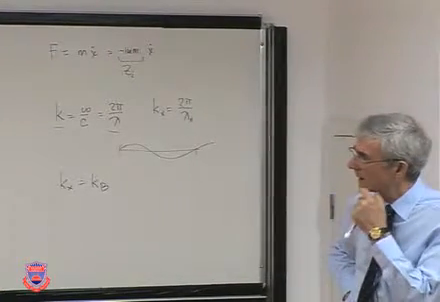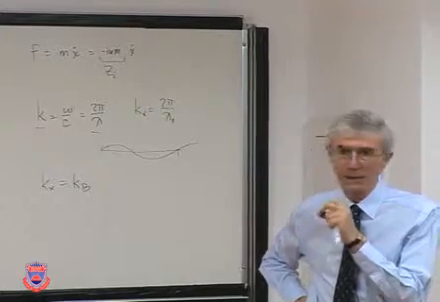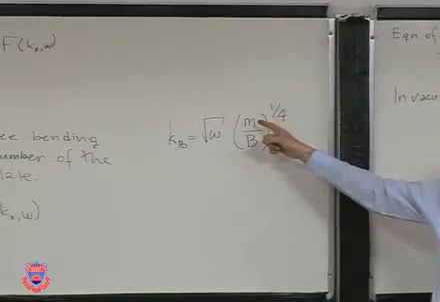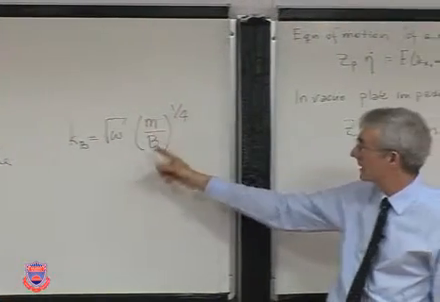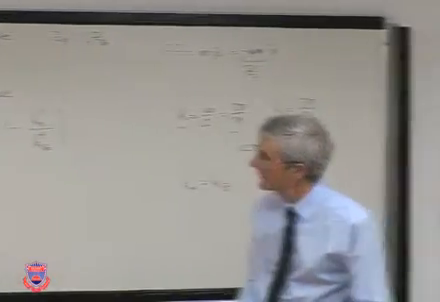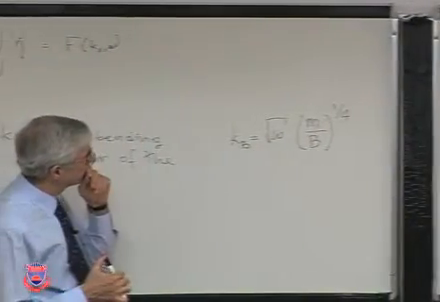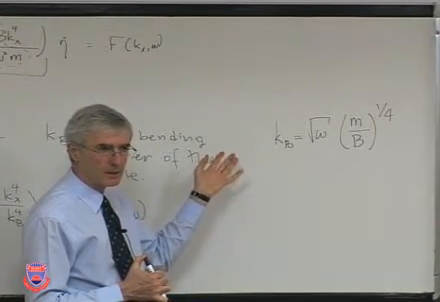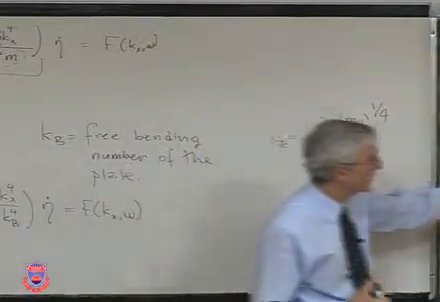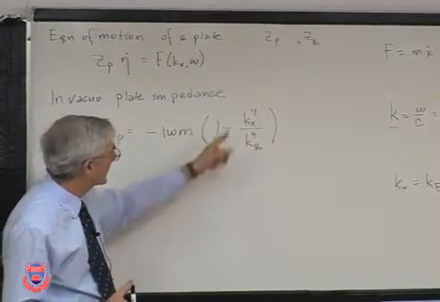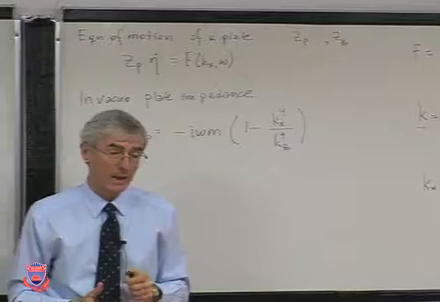Now, what is Kb? We said Kb is the free bending number of the plate. It depends on its mass per unit area, meaning density, and bending modulus. So what can we say about this? And what does it mean for these two to be equal, without going into detail? If the ratio here is equal to 1, what happens?